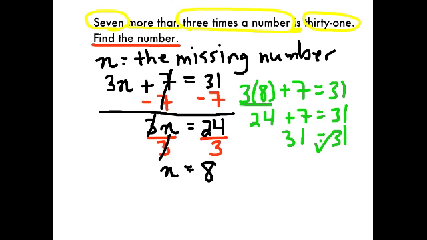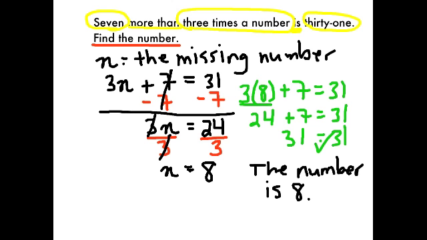So the final thing we need to do is just wrap this up with a sentence. So we're asked to find the number, so we say the number is 8. And that would be our final answer.